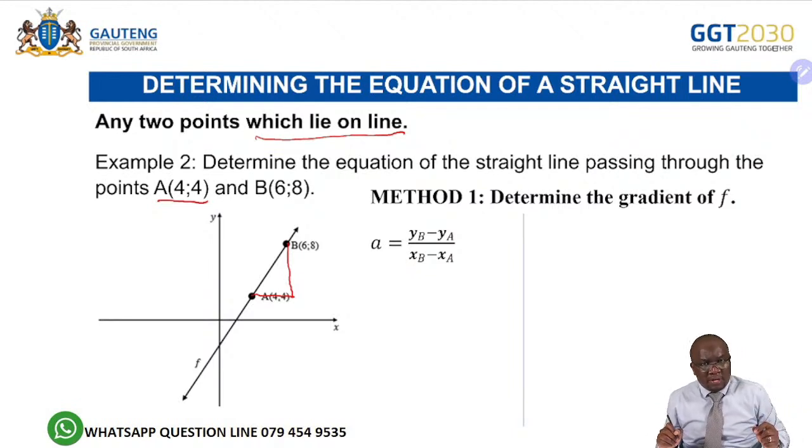I want you to try for 30 seconds. I'm not going to go anywhere. I'm going to wait for you. 30 seconds. Substitute your y coordinate for B and your y coordinate for A, and then substitute your x coordinate of B and x coordinate of A into this and find the gradient just for 30 seconds. Let's try that.